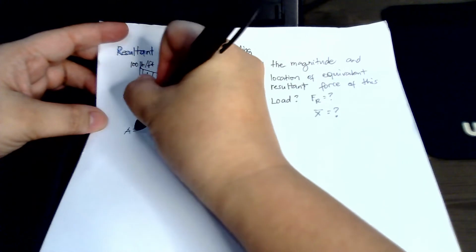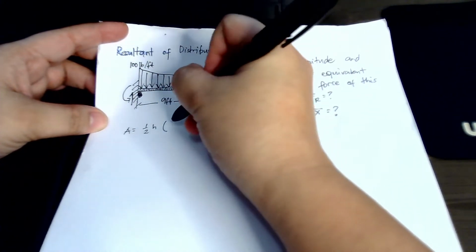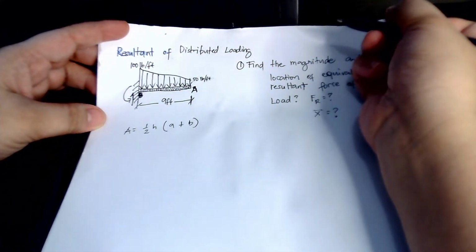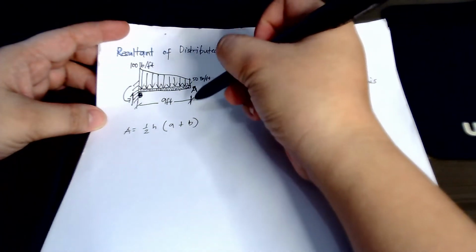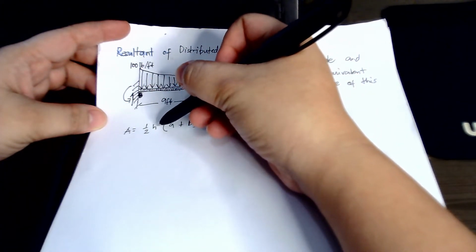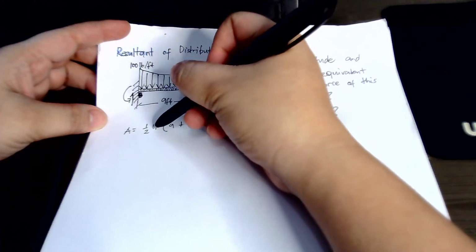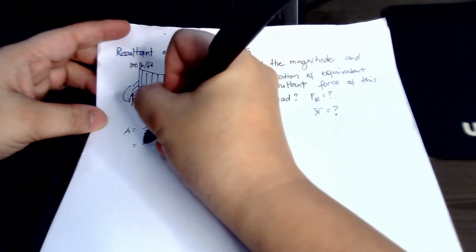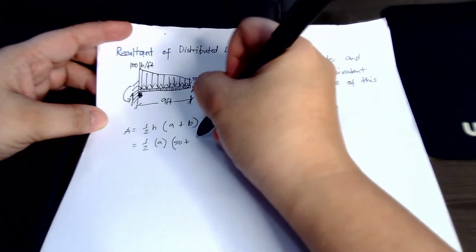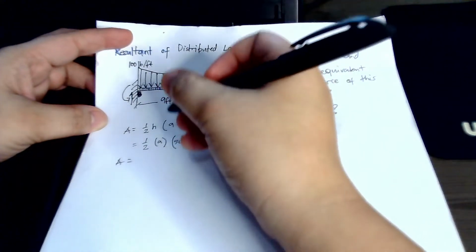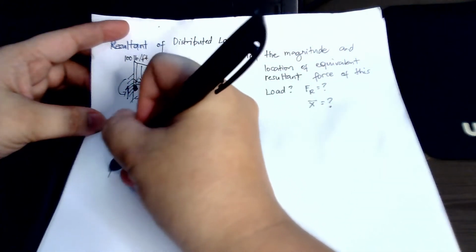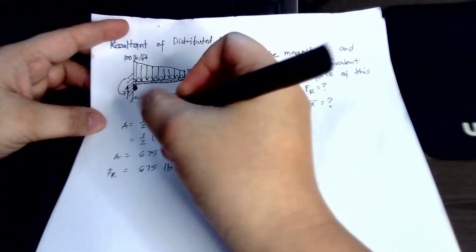So the area of the trapezoid is equal to 1/2 h (a plus b), right? Just make sure that you assign the value of h appropriately. So 1/2, your h here is 9, and your a is 50 plus your b is 100. So A is equal to 675 pounds, and that is equal to your FR, 675 pounds.